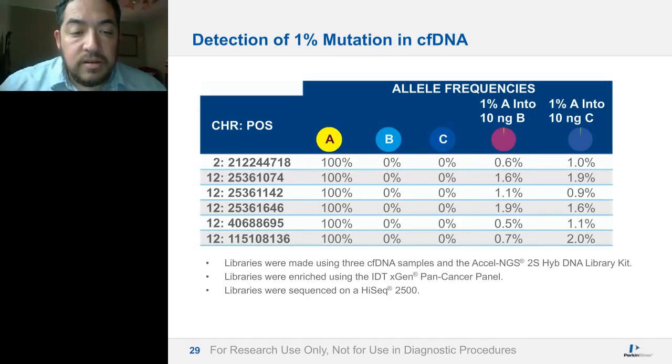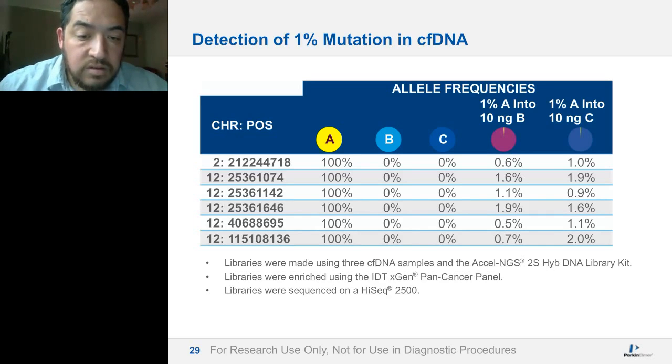And then with that, you can see how well it works with the different chromosomes and the different positions, chromosome 2, chromosome 12. You can see the effectiveness of being able to detect this spike-in sample, 1% A into 10 nanograms of B and 1% A into 10 nanograms of C. So it really shows with this research example that we could show a good recovery of the allele frequency, being able to simulate what can be done in terms of the capabilities of this platform.